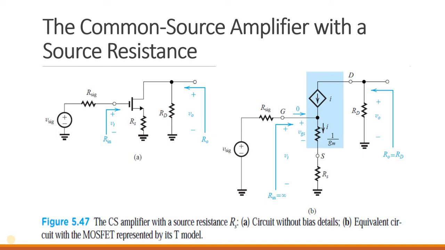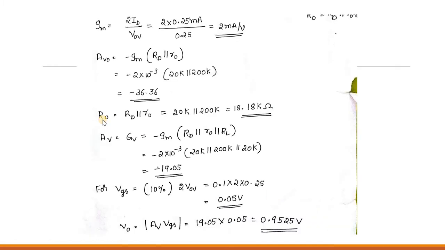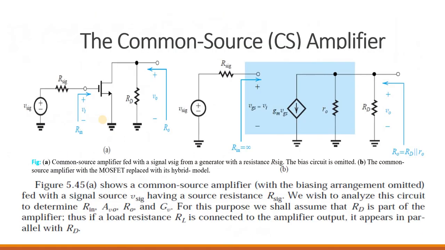Hello everyone. So today we are going to discuss the common source amplifier with a source resistance Rs. In the previous class we have seen the common source amplifier without a source resistance. So let me recall that concept once. This was the concept we have studied earlier, that is, the common source amplifier without the source resistance Rs.